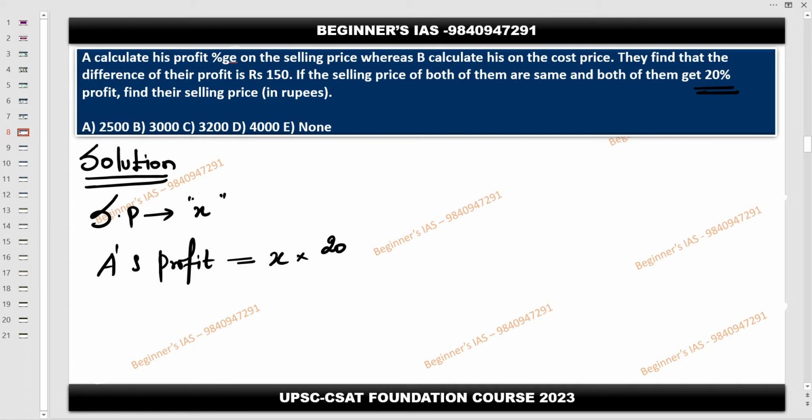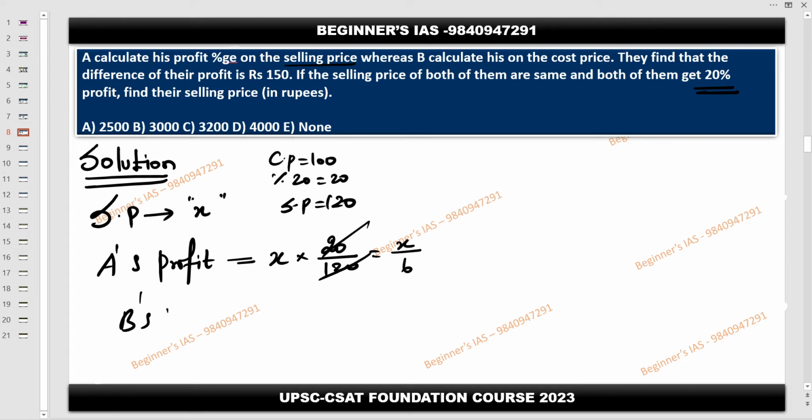20%. So therefore, what is the selling price now? I don't know the cost price. Cost price is 100. Profit is 20%, which is nothing but 20. Then the selling price is nothing but 120. Understood? Therefore in the denominator you have to take 120, since A is calculating with respect to selling price. Therefore here X by 6.